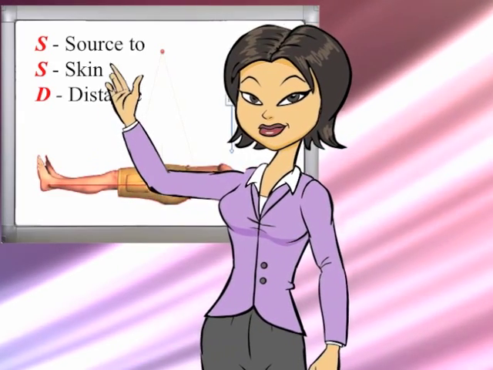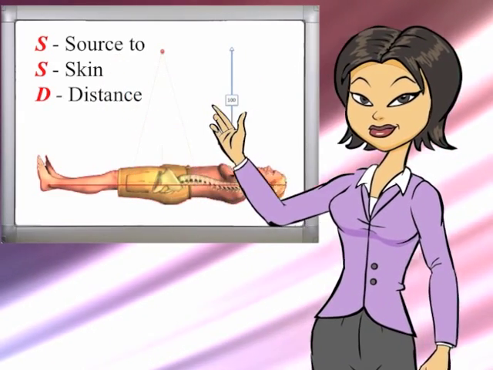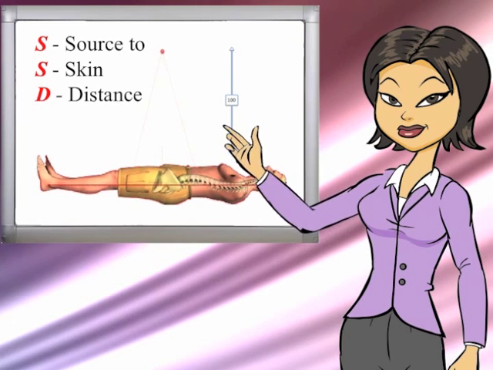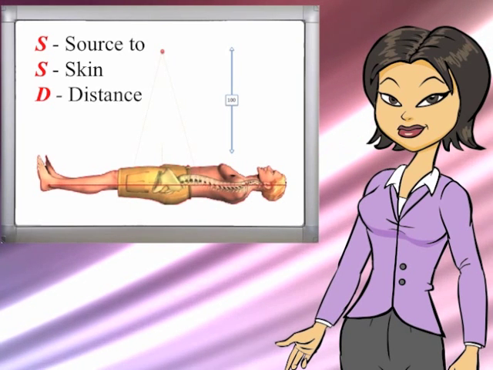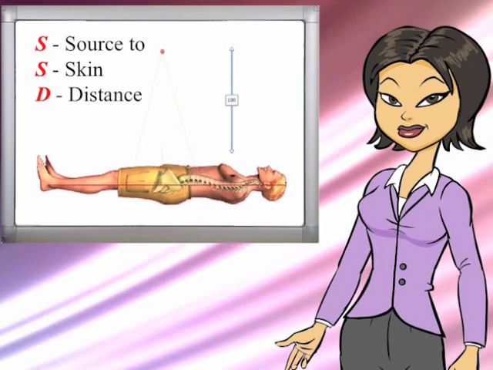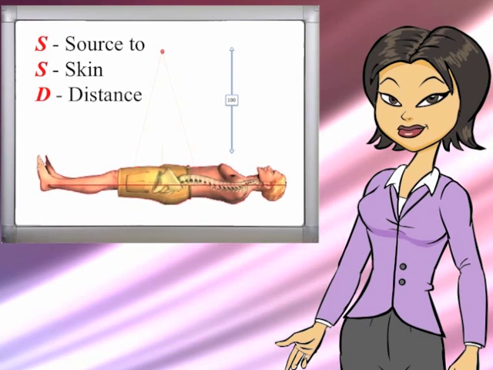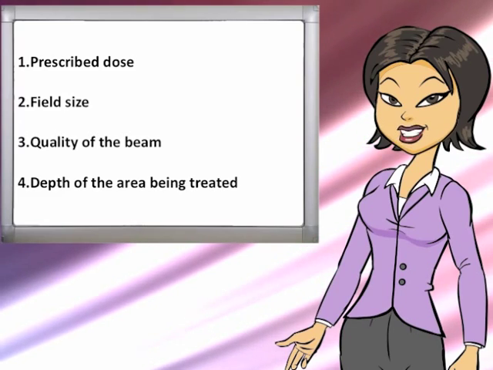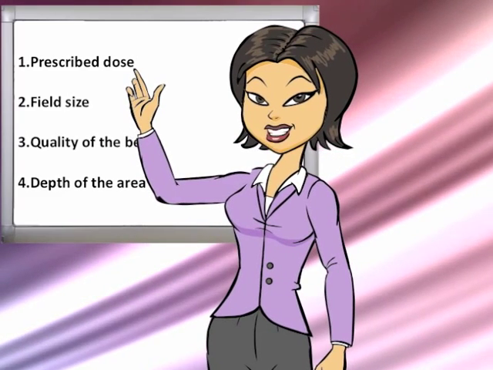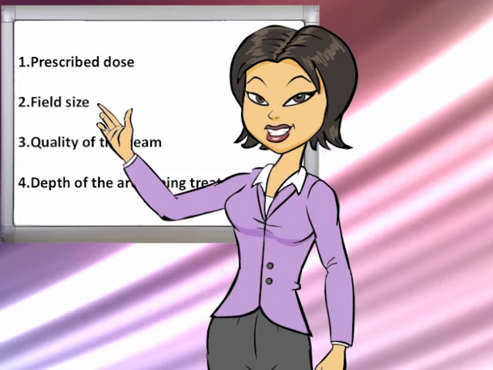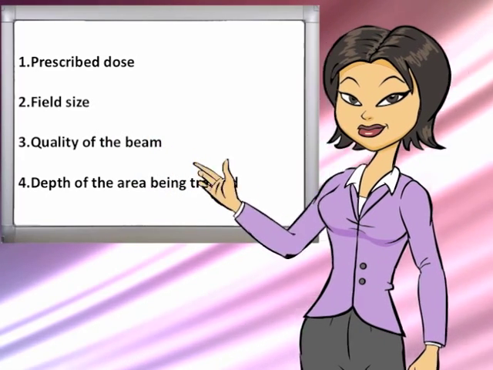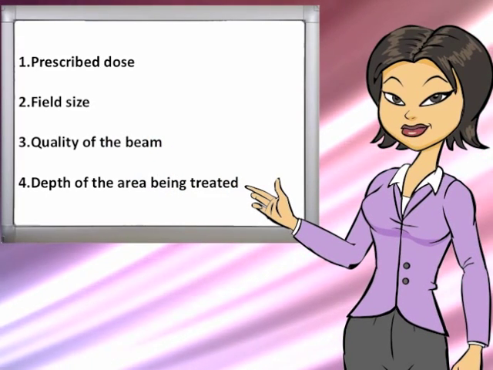The SSD, or source to skin distance, will be 100 centimeters for our example. If a different distance is used, we would have to adjust the PDD using the Maynard F factor. To calculate our monitor unit, we will need to know the prescribed dose, field size, quality of the beam, and the depth of the area being treated.